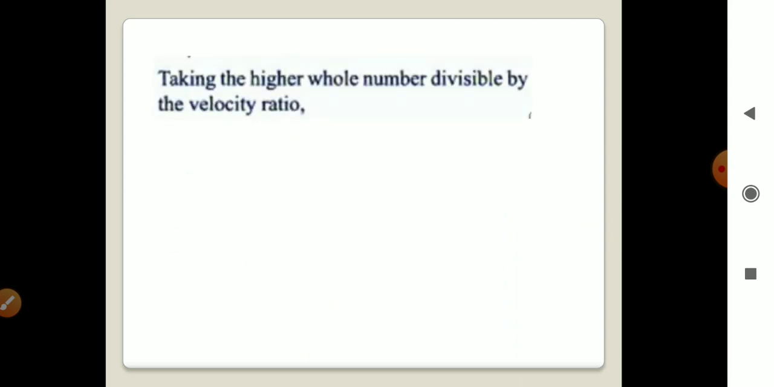So this is the number of teeth on the wheel. Now taking the higher whole number divisible by the velocity ratio. So what we got, capital T is equal to 49.44. This we have to convert into a whole number. So the whole number will be 50, but this number must be divisible by the velocity ratio. So velocity ratio is 3. The 50 is not divisible by 3, so we take the next higher number, that is 51. Now 51 is divisible by 3, so we take capital T is equal to 51, and this 51 is divisible by 3.